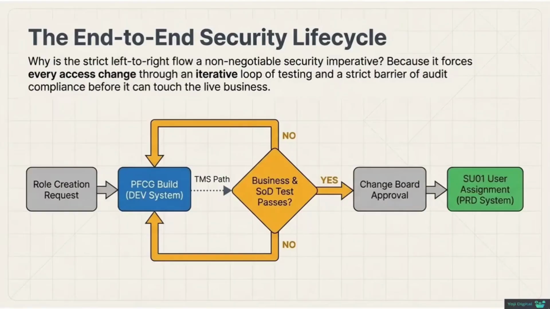In production, this is where you assign roles to real end users using SU01. Every assignment here must be done carefully and only after full QAT approval. After go-live, you handle day-to-day access requests, monitor audit logs, and manage any emergency access situations. Same consultant, same tools, but the purpose and stakes are completely different in each system.